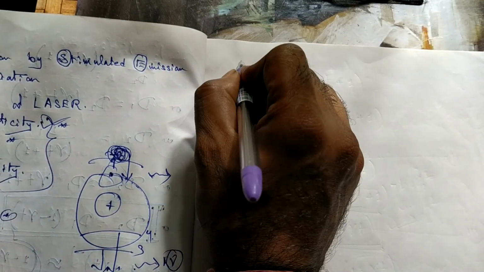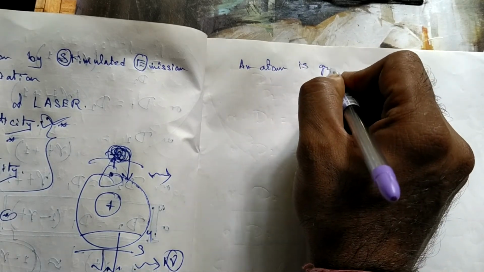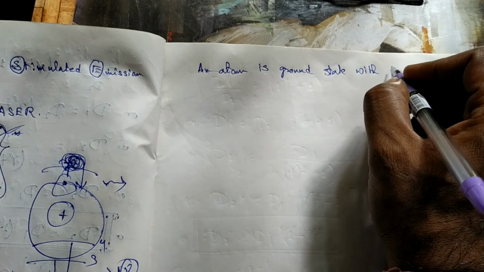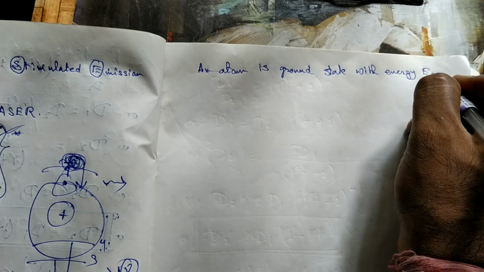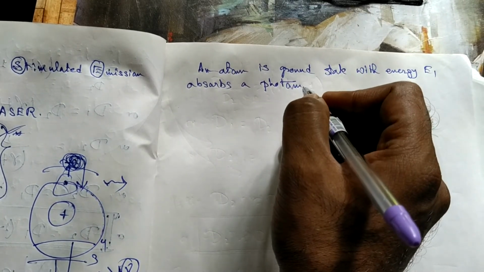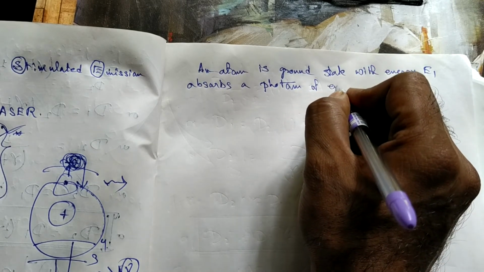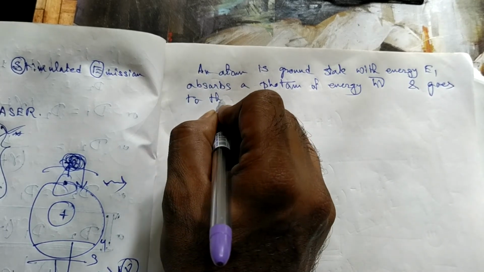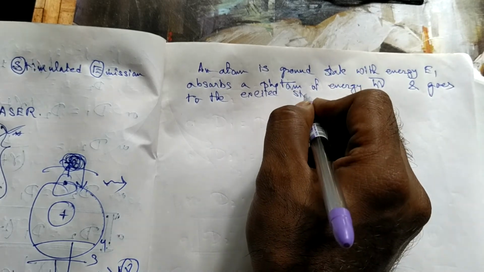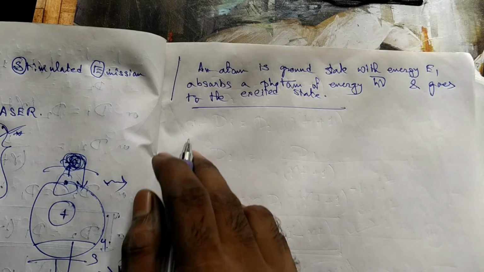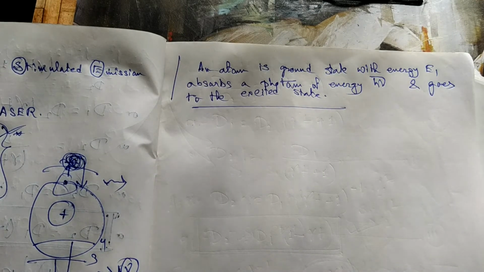So we can write here that an atom in the ground state with energy E1 absorbs a photon. Obviously we put some light energy, and light has a photon, a particle of energy h nu, and goes to the excited state, and such a process is known as stimulated absorption. Okay, so this is stimulated absorption. Now I think what stimulated absorption is, it is clear for everyone.